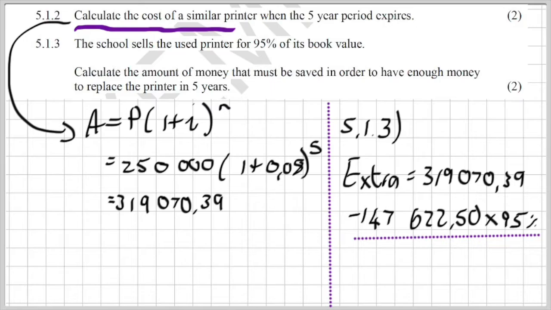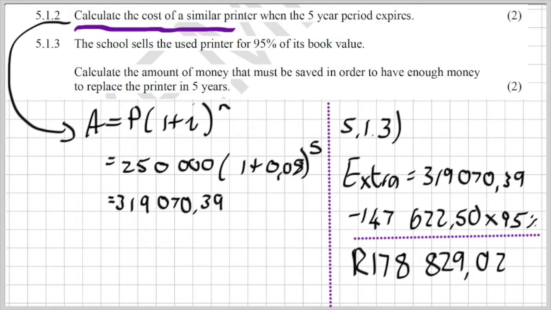So the difference between what I need to pay and how much I'm actually going to get in my pocket is how much money I need to save extra. And that is 178,829 Rand and 2 cents.